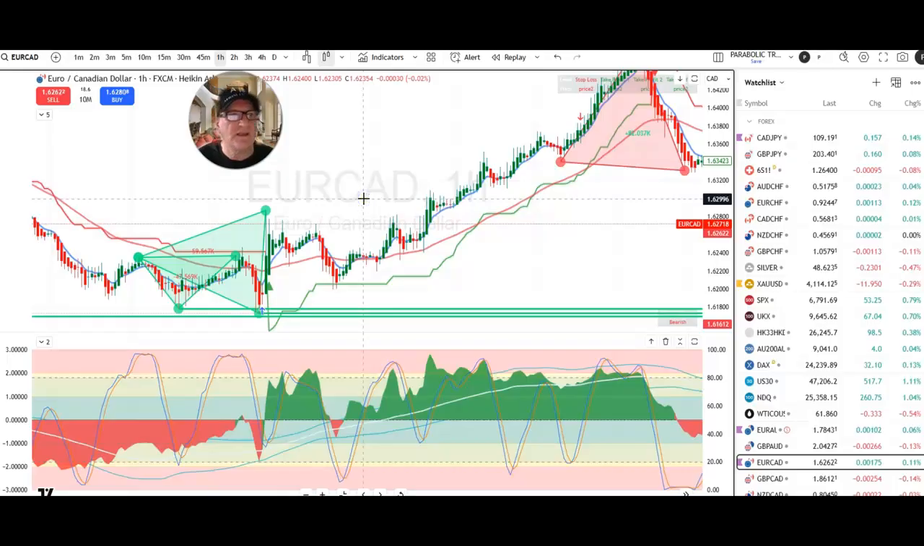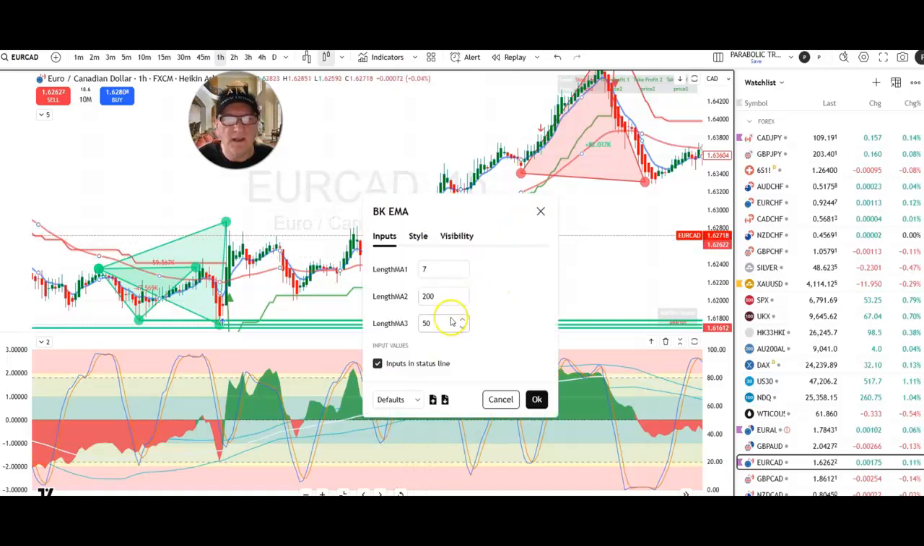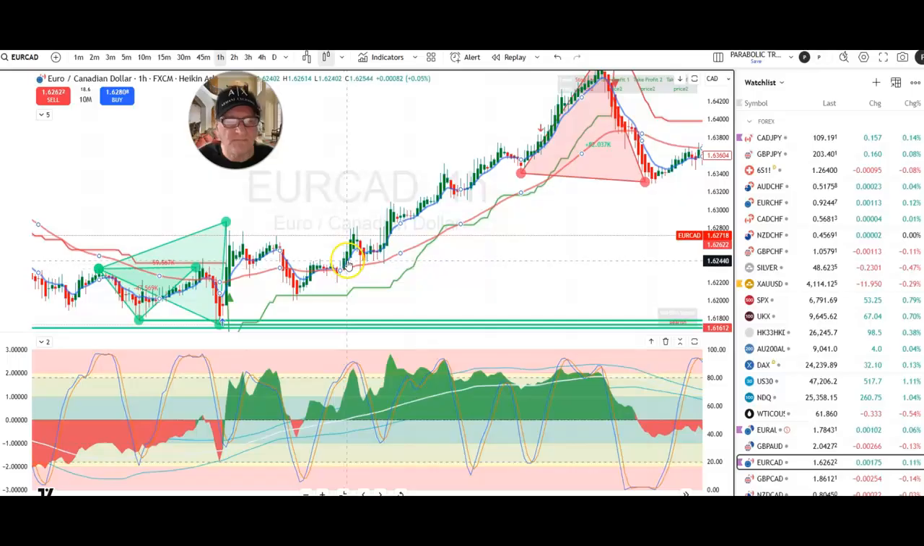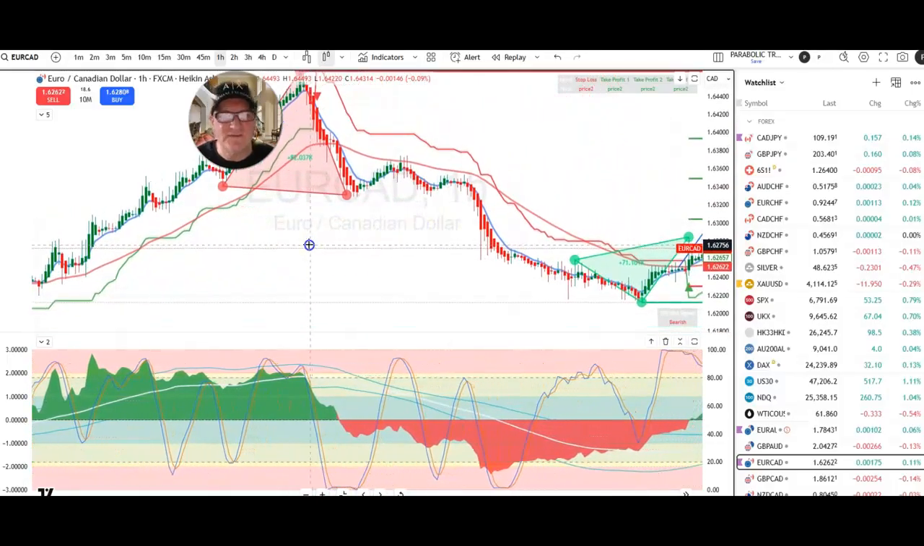The other thing I would say is this is a 1-hour chart, so it's relatively slow. It's not a fast chart. I've got the 7 versus the 50. So the blue is the 7 and the 50 is the red. So whenever the blue is above the red, then the bias is up. Whenever the blue is below the red, the bias is down. All right, so very straightforward.